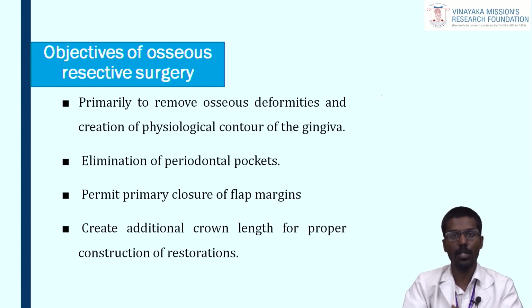What is the physiological contour? It is nothing but a functioning level of the gingiva. Next is the elimination of the periodontal pocket. By doing this, you can eliminate the periodontal pocket, and you can give a primary closure of the flap margins. And for example, if you are going to restore a tooth and there is not enough crown length, you can go for resective osseous surgery and provide enough crown length for placing the restoration.